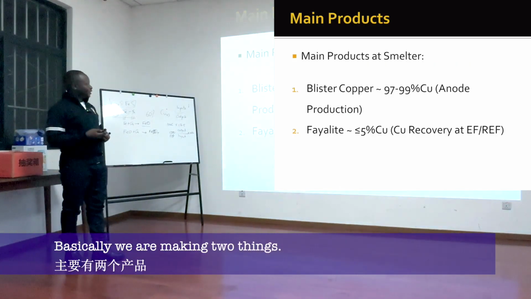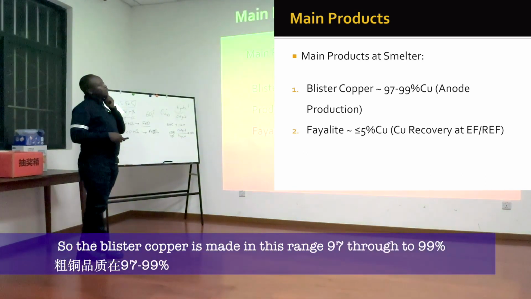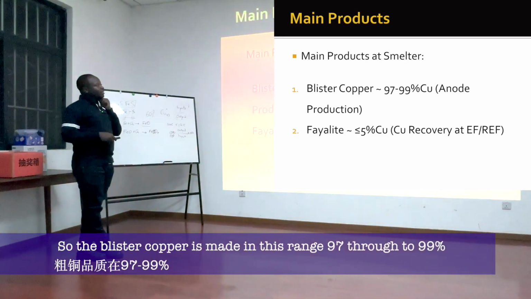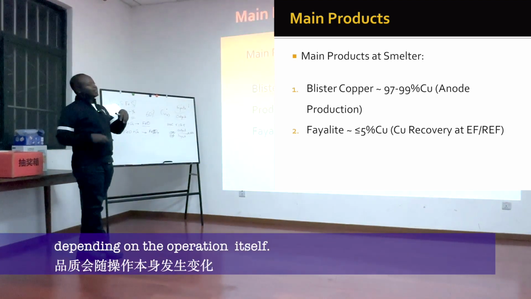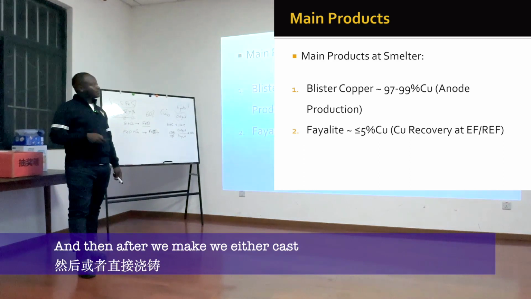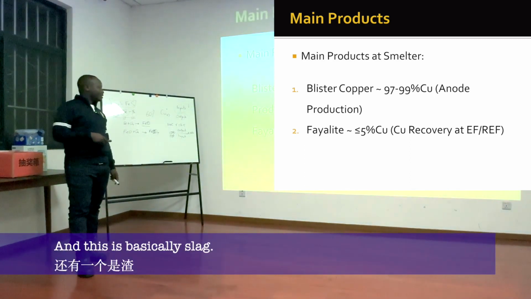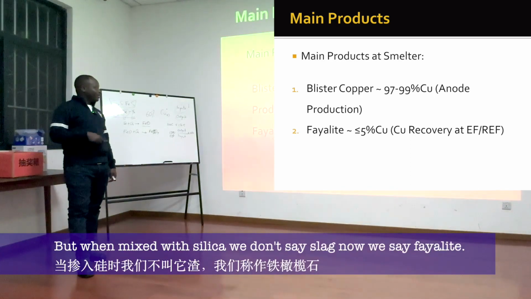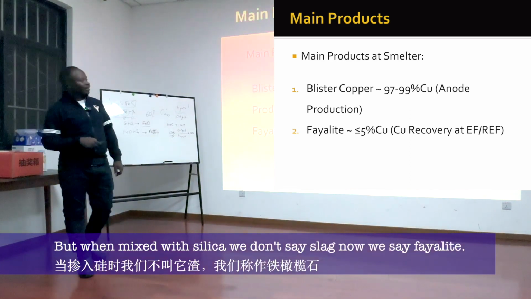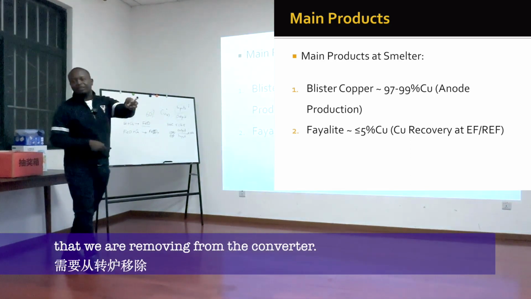So what are we making at converters? Basically we are making 2 things, but the important one is blister copper. The blister copper is made in this range, 97 through to 99%, depending on the operation itself. And then after we make it, we either cast or take it to the anode section for anode production. And this is basically slag, but when mixed with silica, we don't say slag now, we say fayalite. This is the impurity or the slag that we are removing from the converter.